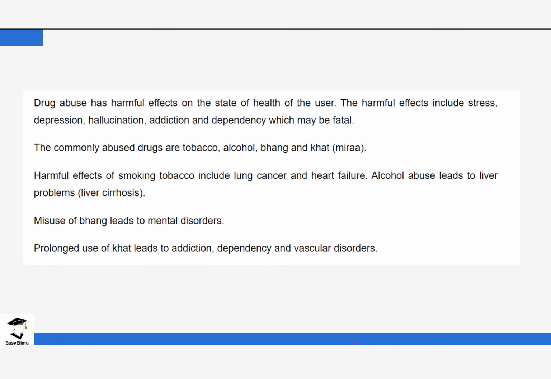Some of the effects include stress. They can cause depression, hallucination, addiction, and addiction is quite a lot in so many drugs, including the ones that have been prescribed by the medical officer. There's also dependency, which at times may cause internal issues in the body.